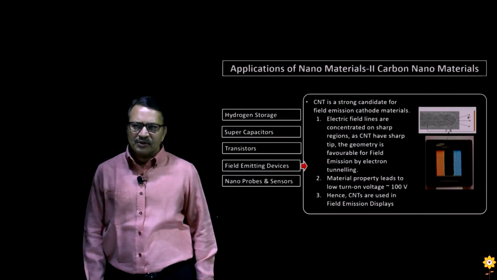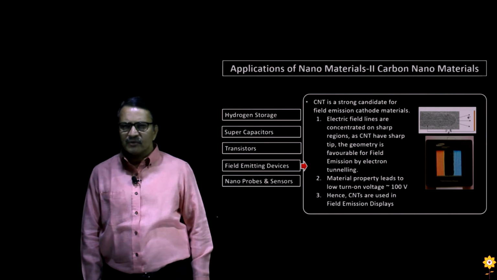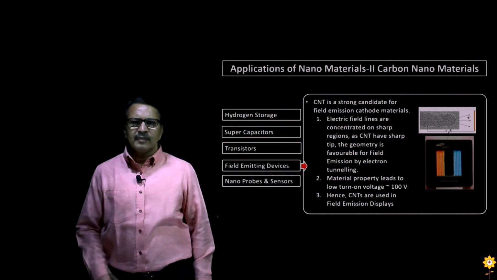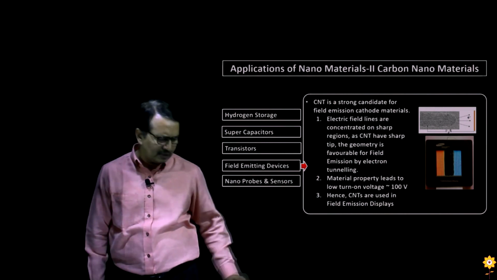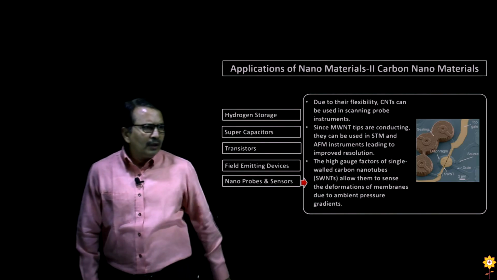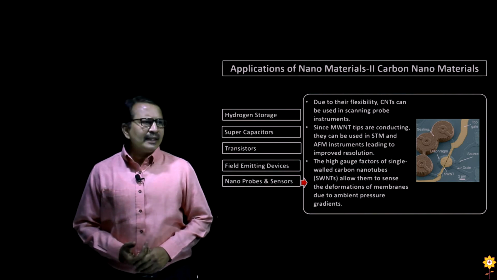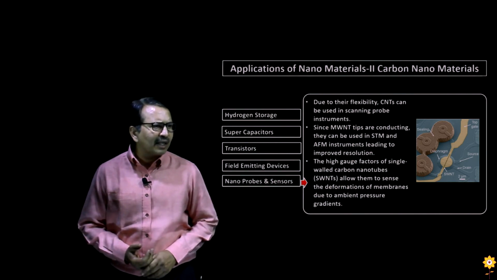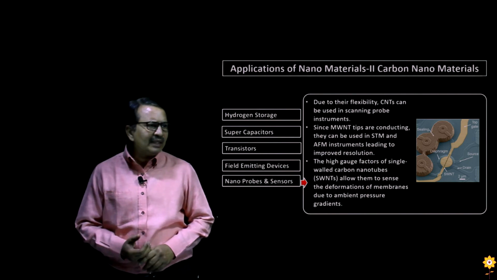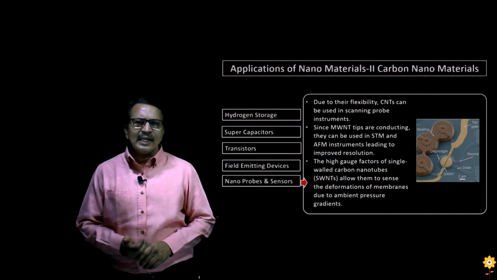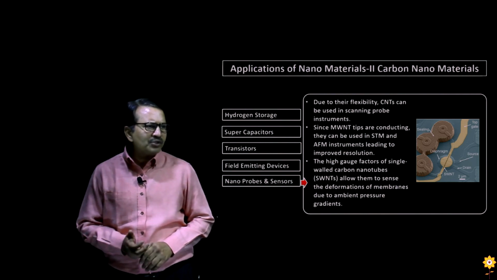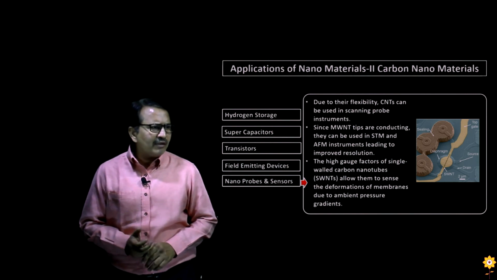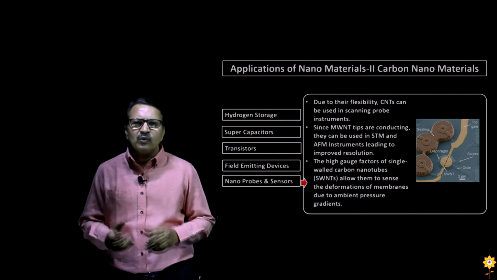One of the last applications, last but not the least of course, is nanoprobes and sensors made out of CNTs. Due to their flexibility, CNTs can be used in scanning probe instruments. Specifically, since MWNTs, that is multi-wall nanotubes, are highly conducting, they can be used in STM, that is the scanning tunneling microscope, as well as in AFM instruments, leading to improved resolution.